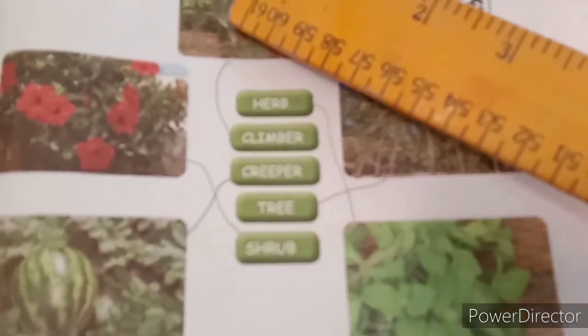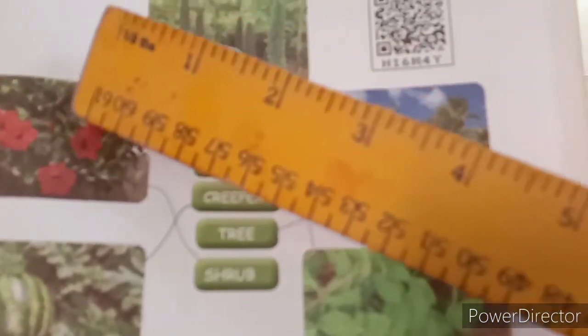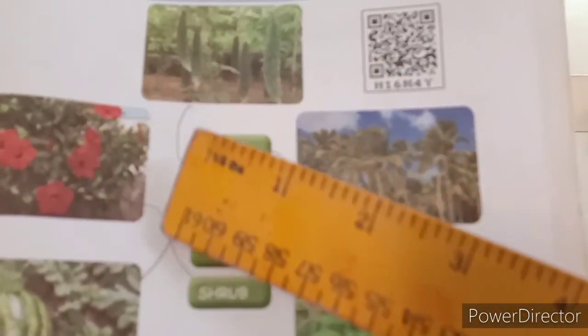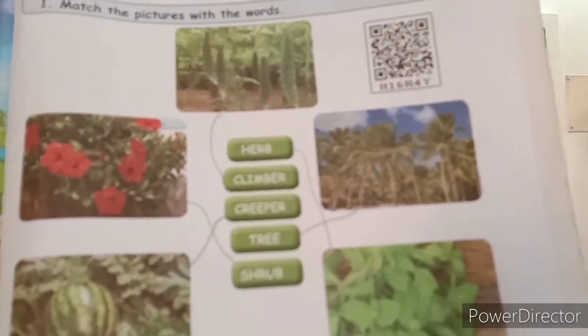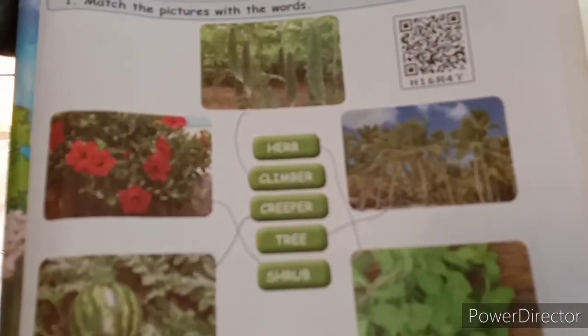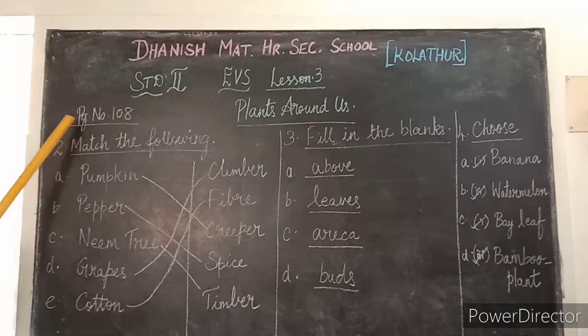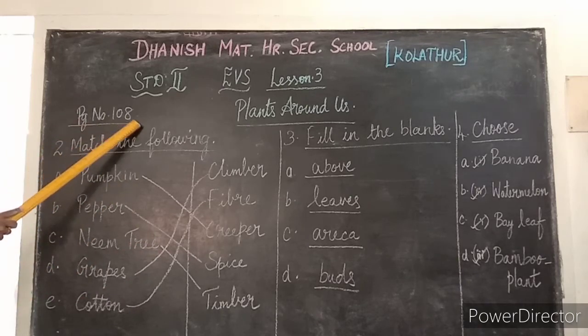So first one climber. On this side this is a shoe fly, so match it to shrub. This one is creeper, match it to creeper. Here this is a tree, match it to tree. Here this is mint leaf, so match it to herb. Okay, children, next we are moving on to page number 108. Now take book page number 108.